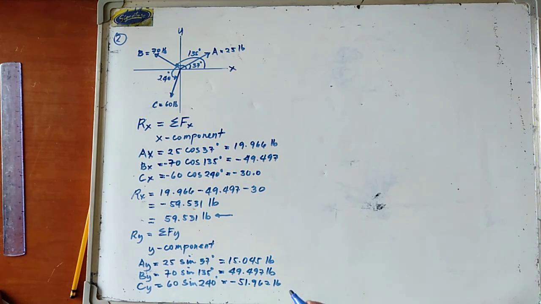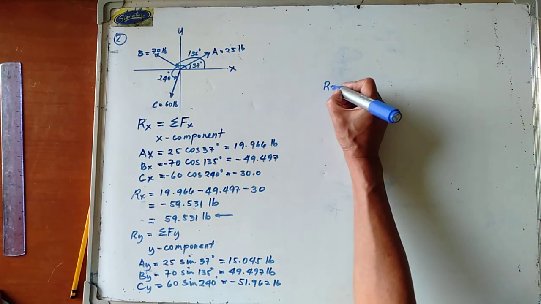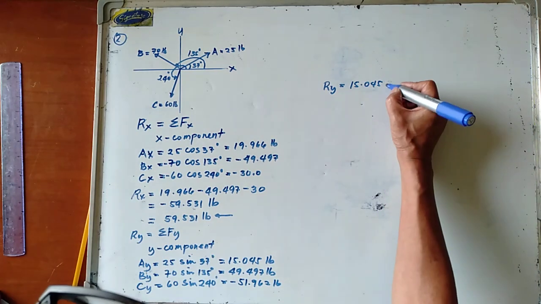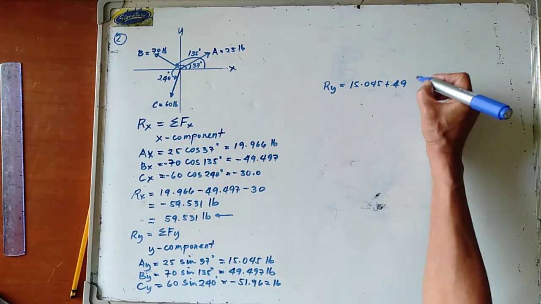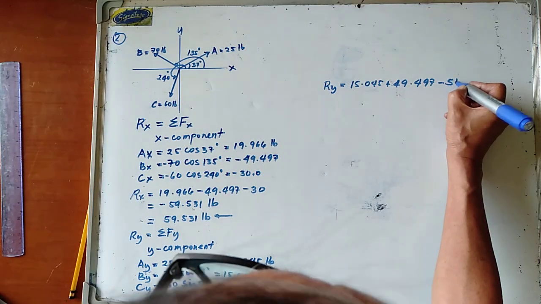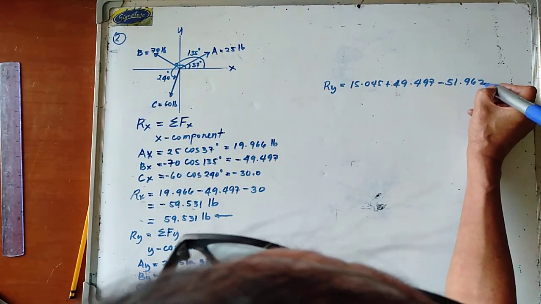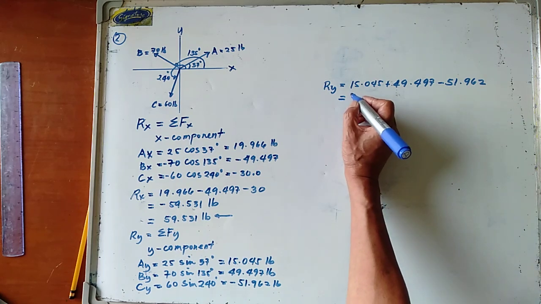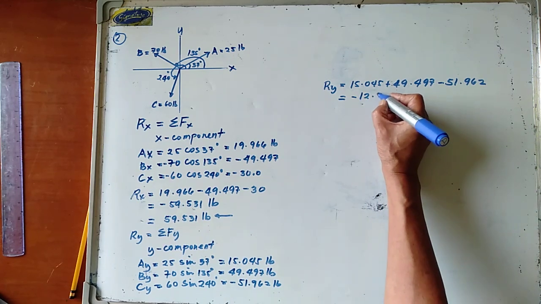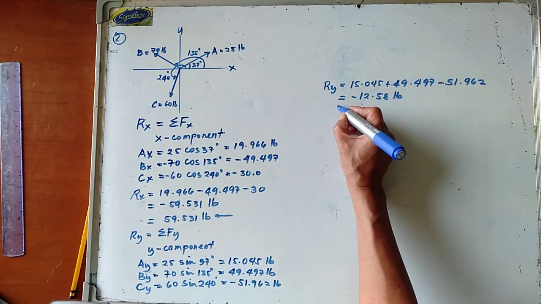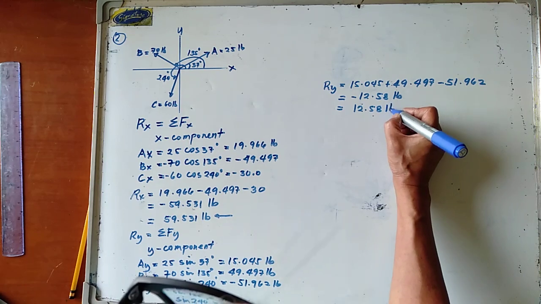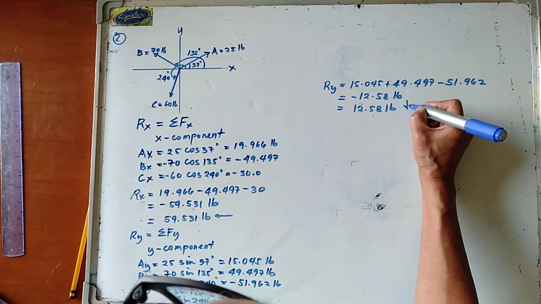Hence, Ry is equal to 15.045 plus 49.497 minus 51.962. So Ry is equal to negative 12.58 pounds, or Ry is 12.58 pounds, and this is going downward.